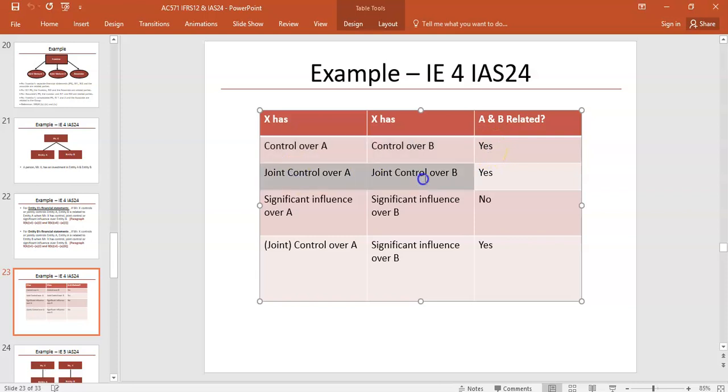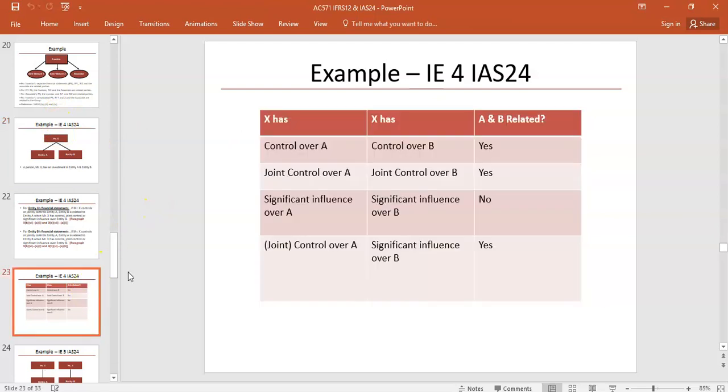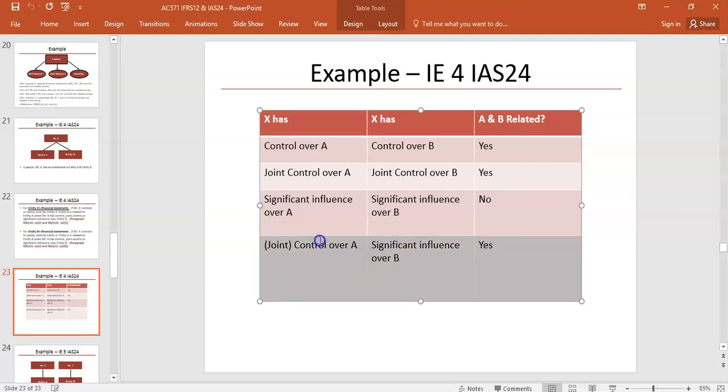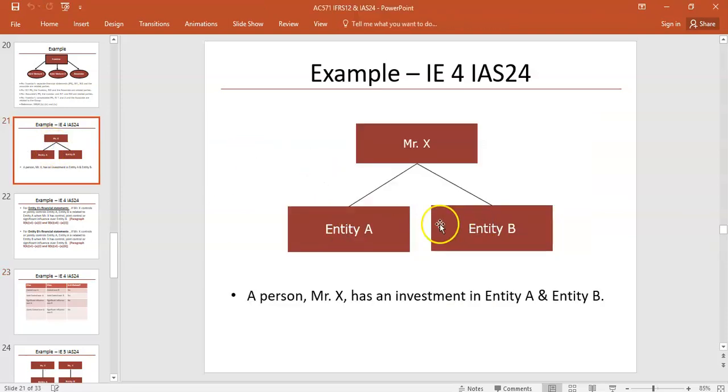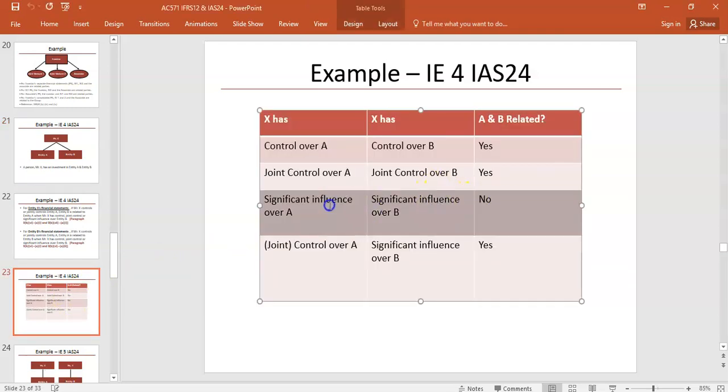If there's joint control, then yes, because the same person has joint control over both. If there's joint control in one side and only significant influence in the other, it's still a related party. As long as there's control on one of them, there's deemed to be enough influence to be deemed a related party. But look at the last one. The only one where it's not deemed to be related parties is where X only has significant influence on both sides. So it's probably easier to remember the one where they're not related parties than the ones where they are.